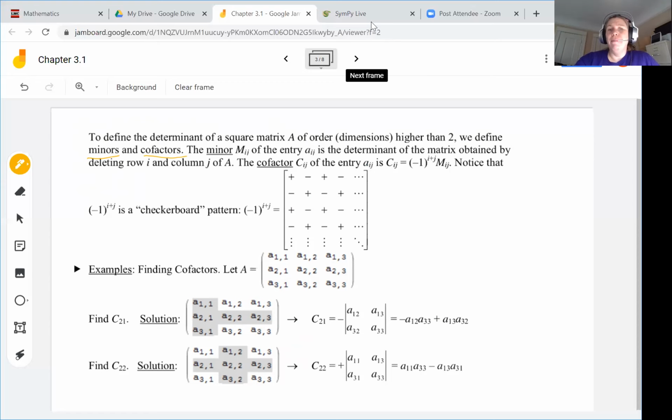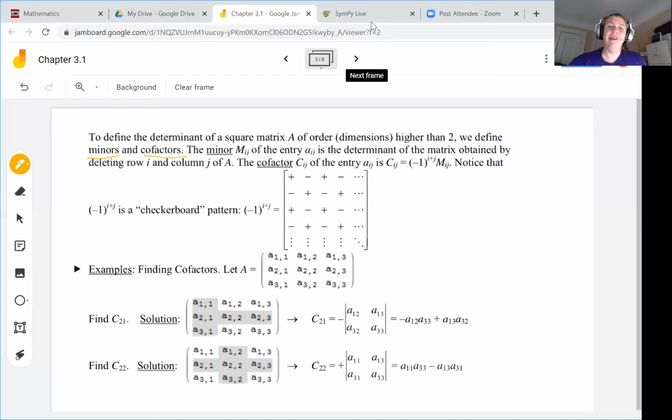So the minor Mij of the entry Aij is the determinant of the matrix obtained by deleting row i and column j of A. So the cofactor Cij of the entry Aij is negative 1 to the i plus j, so our signs are going to alternate, multiplied by the minor.